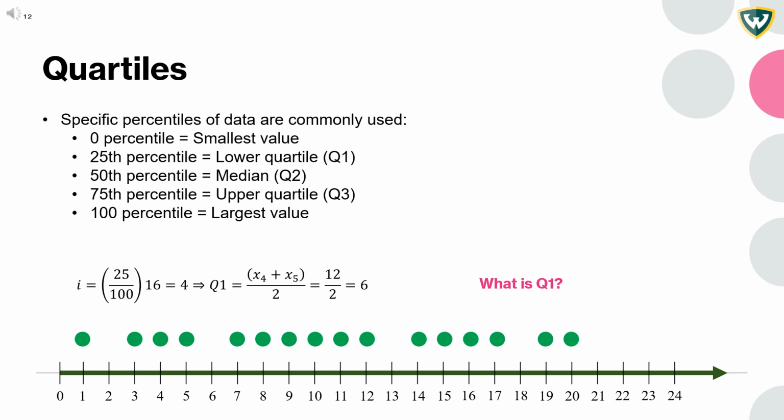The index is 4, which is an integer, and as a result, our lower quartile is the average of the 4th and 5th values in our sorted data. Q1 is the average of 5 and 7, which is 6. It means 25% of our data is less than or equal to 6.